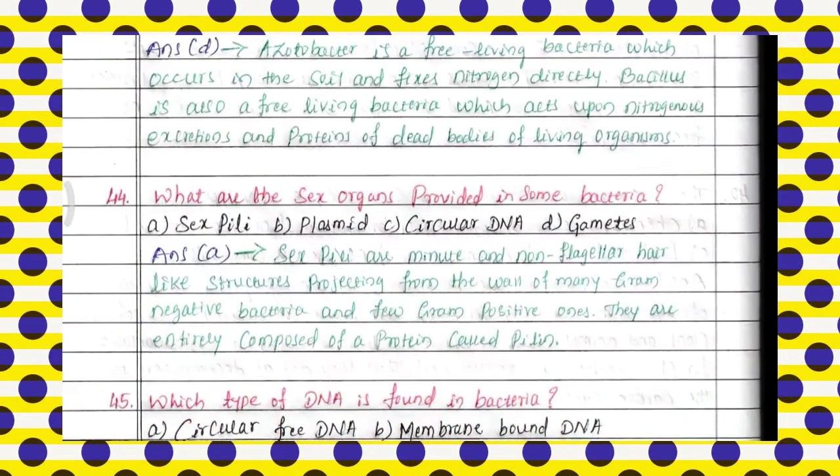Next, 44. What are the sex organs provided in some bacteria? A. Sex pili, B. Plasmid, C. Circular DNA, D. Gametes. Answer is A. Sex pili are minute and non-flagellar hair-like structures projecting from the wall of many gram-negative bacteria and a few gram-positive ones. They are entirely composed of a protein called pilin.